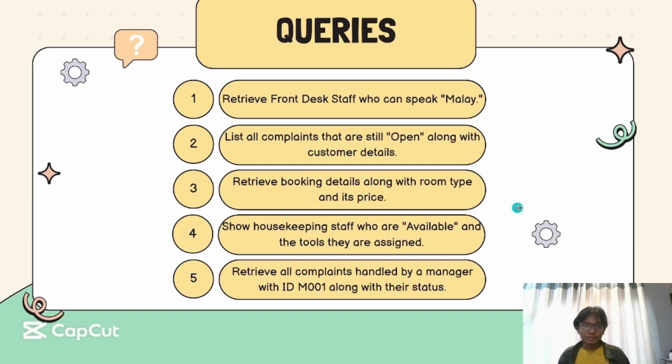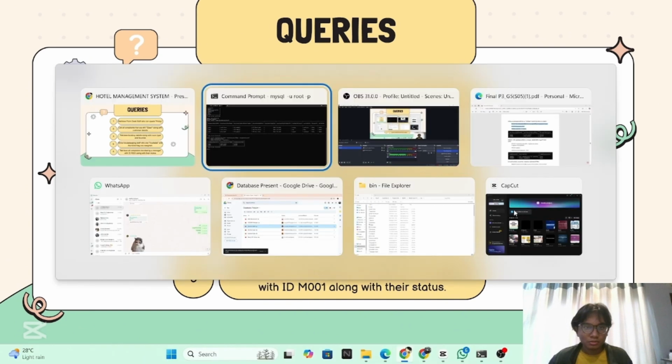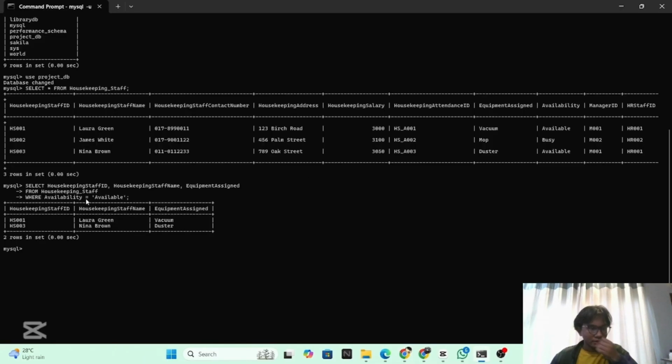For query number 4, show housekeeping staff who are available and the tools they are assigned. This is the code. Firstly, you will select housekeeping staff ID, housekeeping staff name, and equipment assigned from housekeeping staff. These 3 columns will be selected, and then where availability equals available. So only the available ones will be shown, but it doesn't select availability, so availability is not shown in this column.